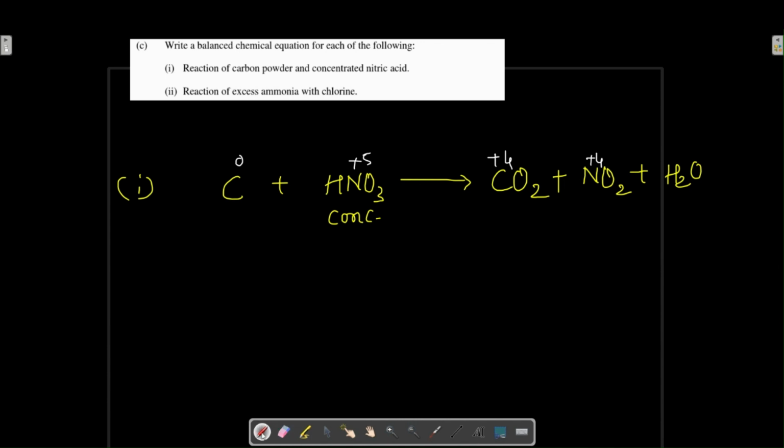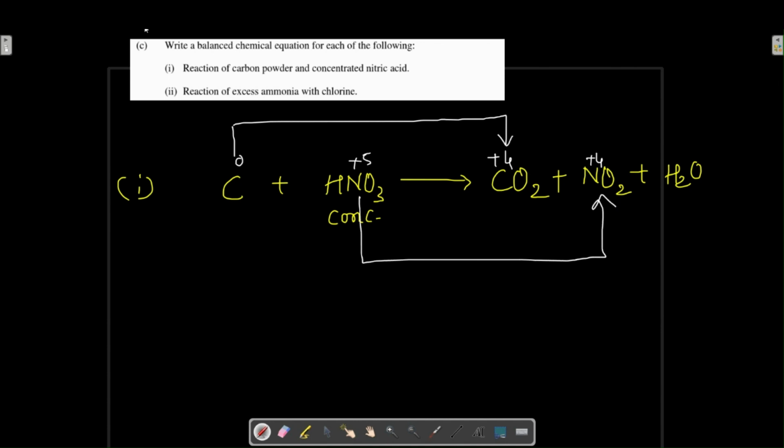Now what you have to do, identify which is undergoing oxidation reduction. Carbon to carbon, nitrogen to nitrogen. Carbon 0 to plus 4 means increase in the charge, oxidation. Plus 5 to plus 4 decrease in the charge, reduction. Balance the atoms, one nitrogen, one carbon, one carbon. Very good. Next, charge involved in oxidation 4 and 0, so 4. Reduction plus 5 and 4.